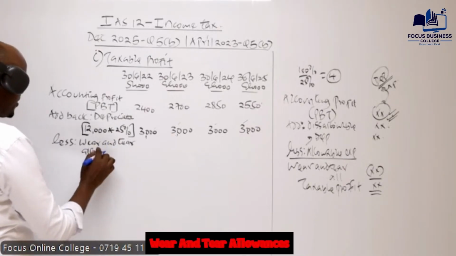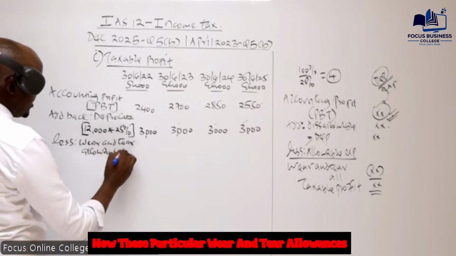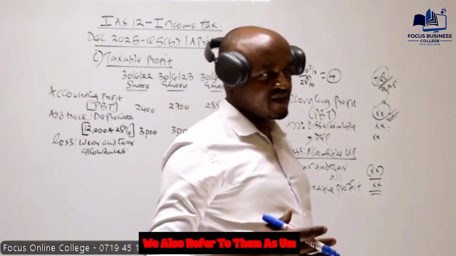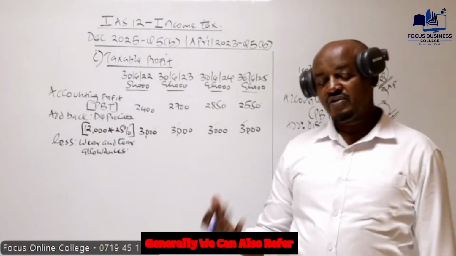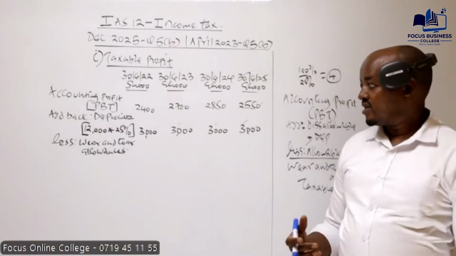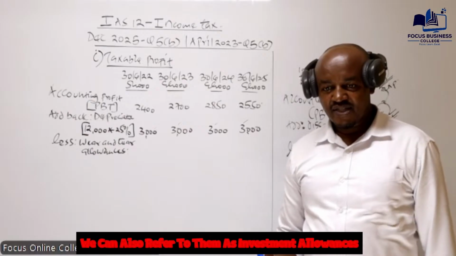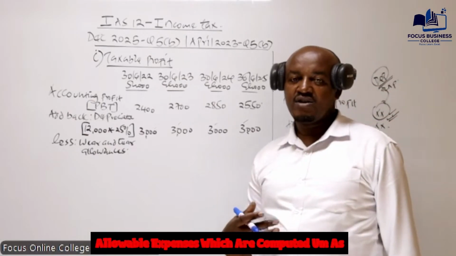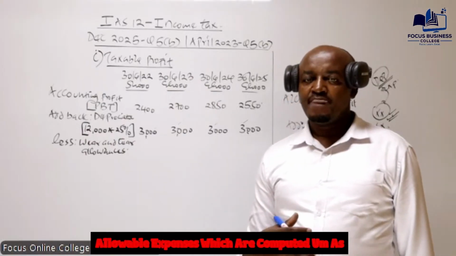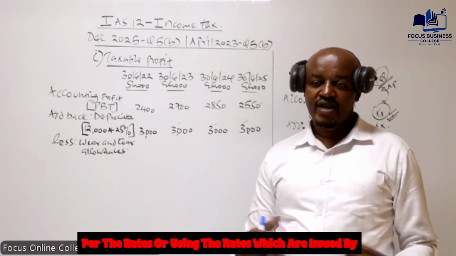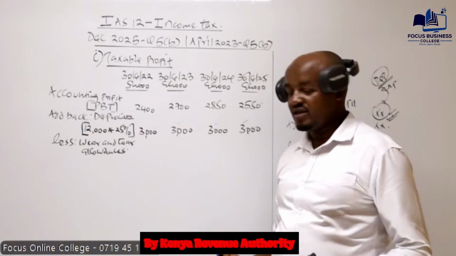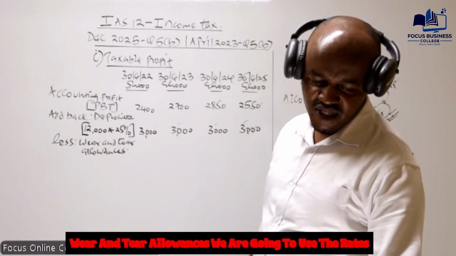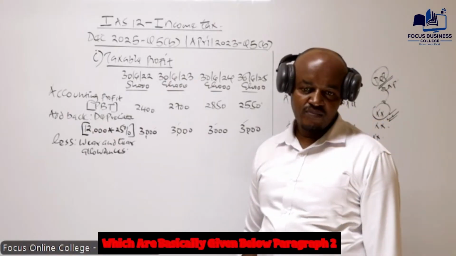Now, this particular wear and tear allowances, for example, maybe those who are doing PFT, we also refer to them generally as capital allowances. We can also refer to them as investment allowances. These are allowable expenses which are computed using the rates issued by Kenya Revenue Authority. So how do we compute these particular wear and tear allowances? We are going to use the rates which are given below paragraph 1.